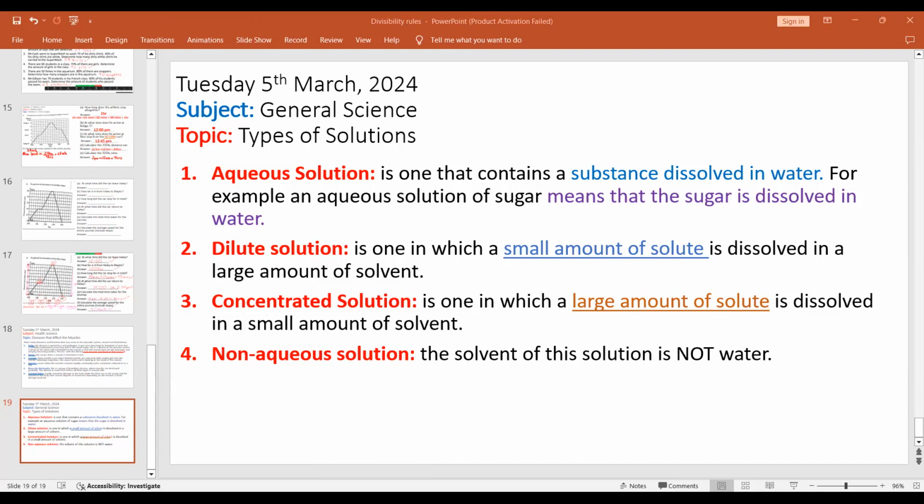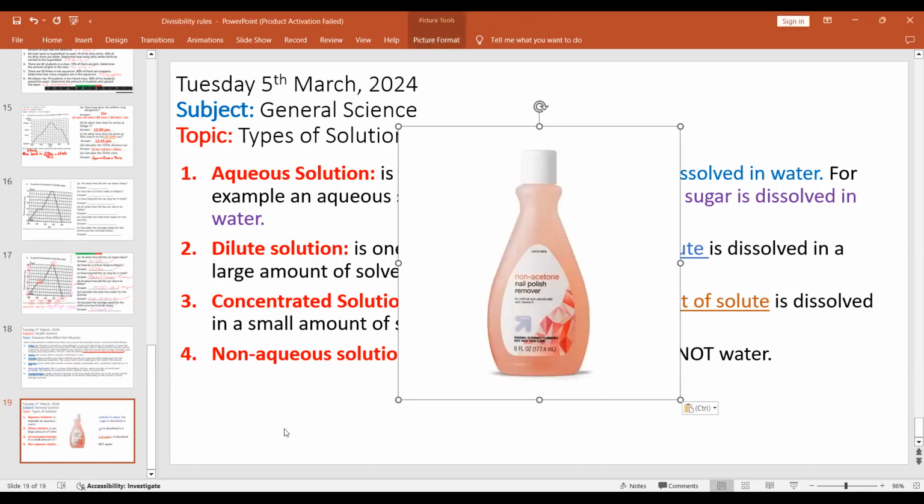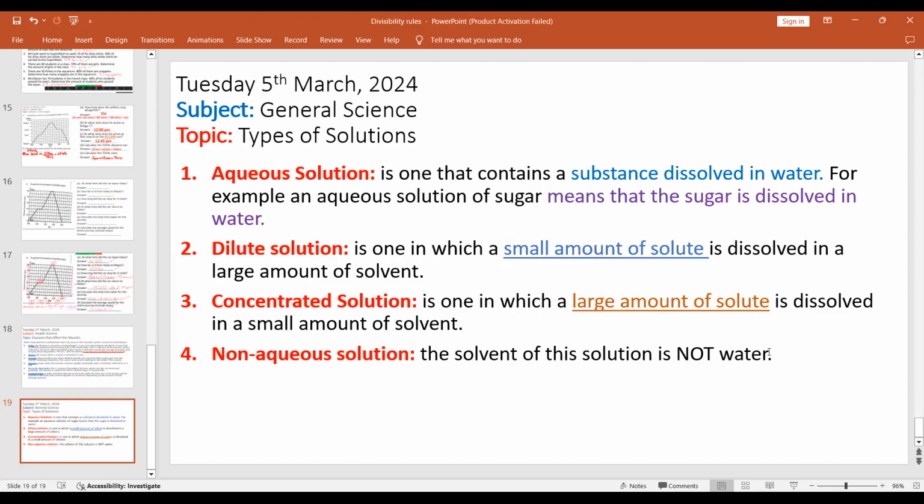Anyone familiar with acetone? The nail polish remover? Yeah, nail polish remover, right? So acetone, that is a type of solution where the base or the solvent is not water. What's the base or solvent for acetone? It's acetone. That's a nail polish remover.